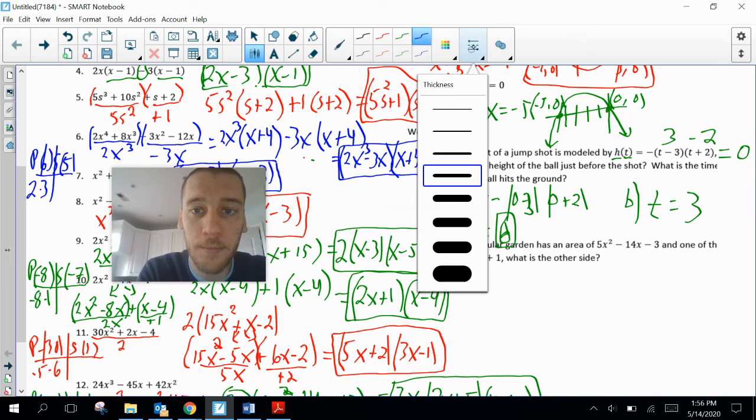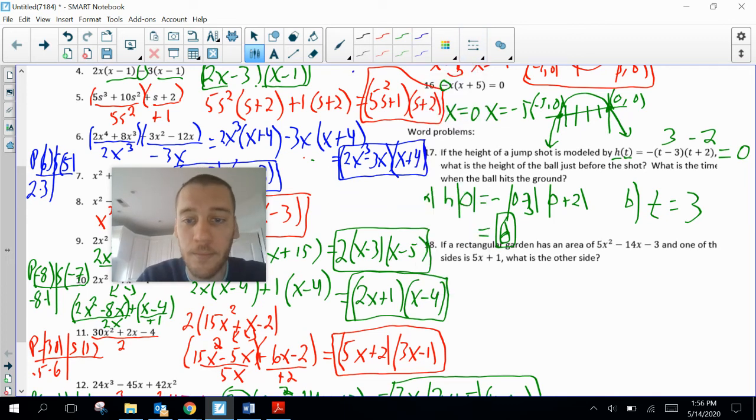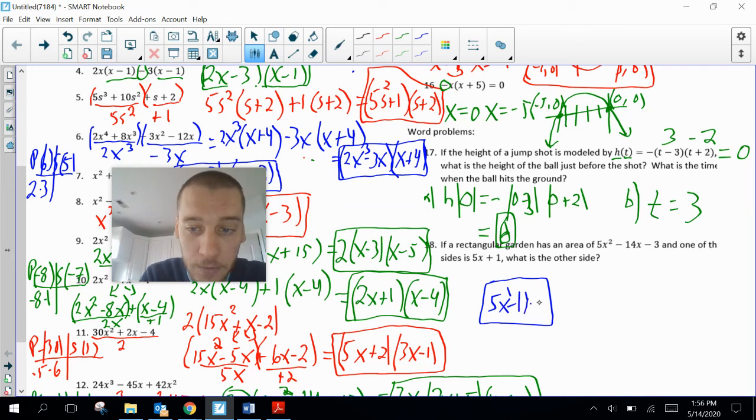All right, last one. So rectangular garden, let's think about it. I got a rectangle. The area, all the stuff on the inside, is 5x squared minus 14x minus 3. And then it says that one of the sides is 5x plus 1. So I want to know, what is the other side.